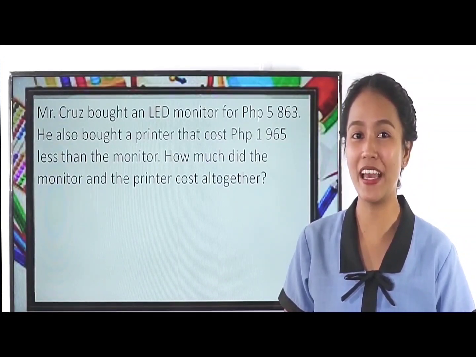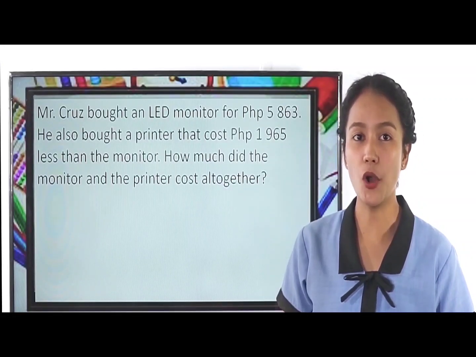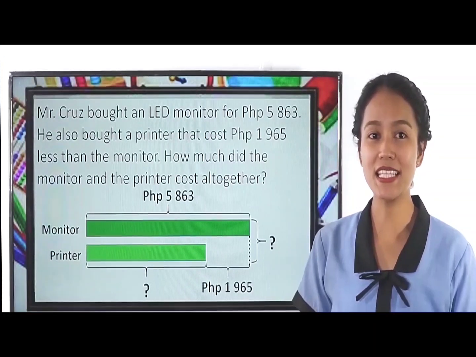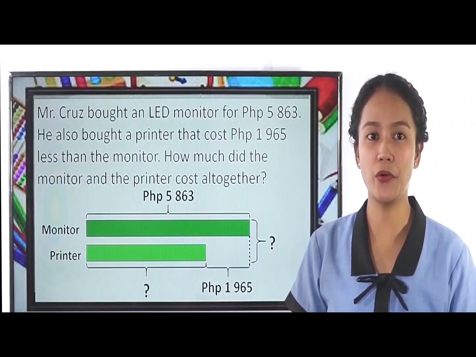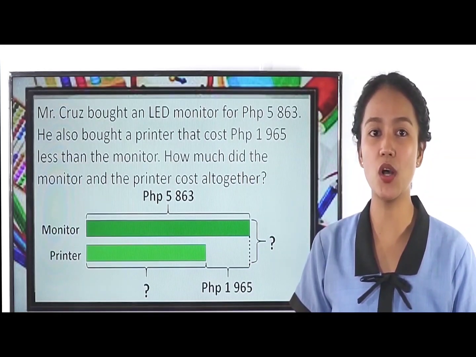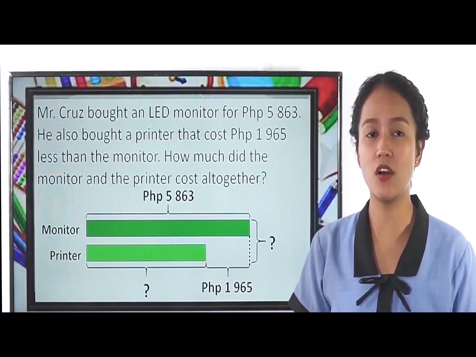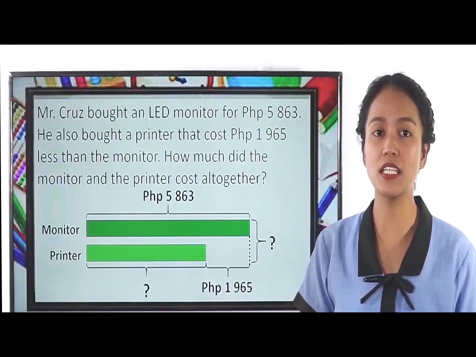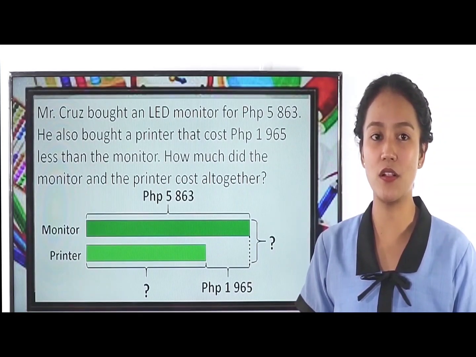Okay, we can simplify the problem by finding first the cost of the printer. We can draw a comparison bar model like this to help us solve the problem. As you can see, there are question marks here. This indicates what we need to look for. In this, we have to find the cost of the printer and the total cost of the monitor and the printer. First, we are going to find the cost of the printer. Therefore, we are going to find the difference between 5,863 and 1,965. So, let us solve.